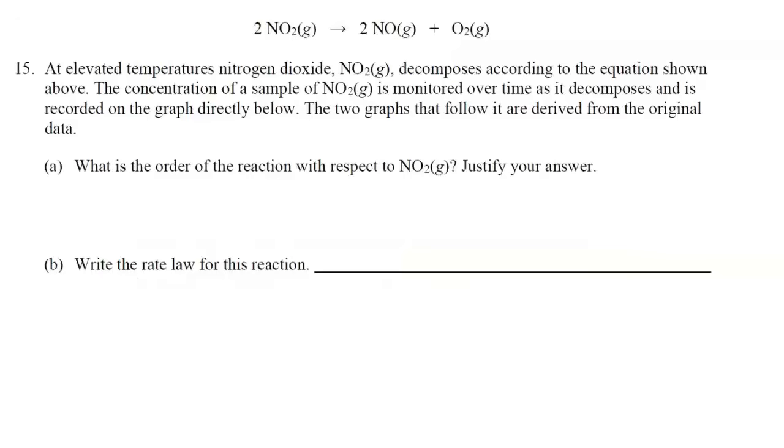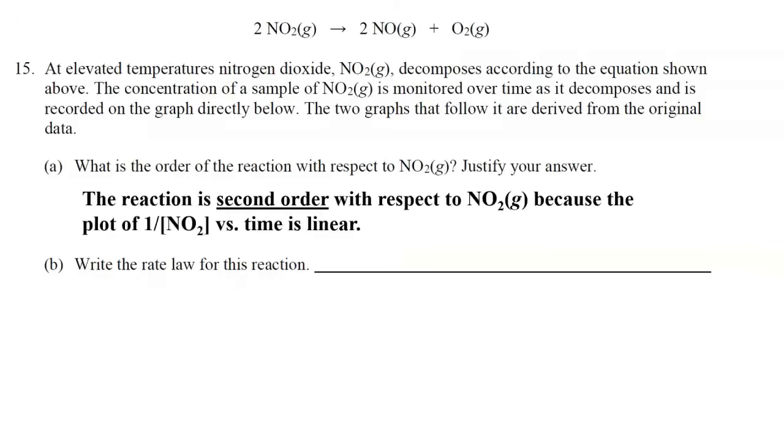What is the order of the reaction with respect to NO2? Justify your answer. The reaction is second order with respect to NO2 because the plot of the reciprocal of the concentration of NO2 versus time is linear. So the rate law would simply be rate equals K times the concentration of NO2 raised to the second power, because we've determined from the experimental data that it's second order.